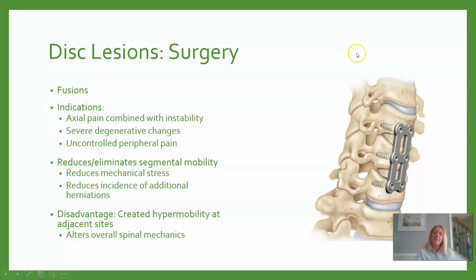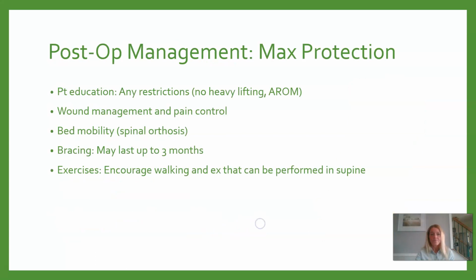So what's going to happen is you had your motion coming from all of these vertebrae. Now we fused these few together. What's going to happen is you're going to get hypermobility down here and up here to try to make up for some of that loss. So we're actually going to create hypermobility at the adjacent sites, and it's going to alter the overall spinal mechanics. Again, the benefit of this is that it's going to reduce mechanical stress, reduce the chance of additional herniations, provide more stability to the spine, and help to control the patient's pain, hopefully.